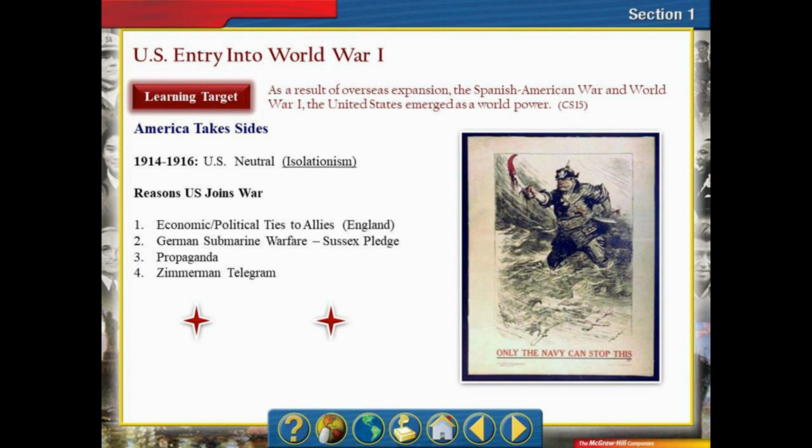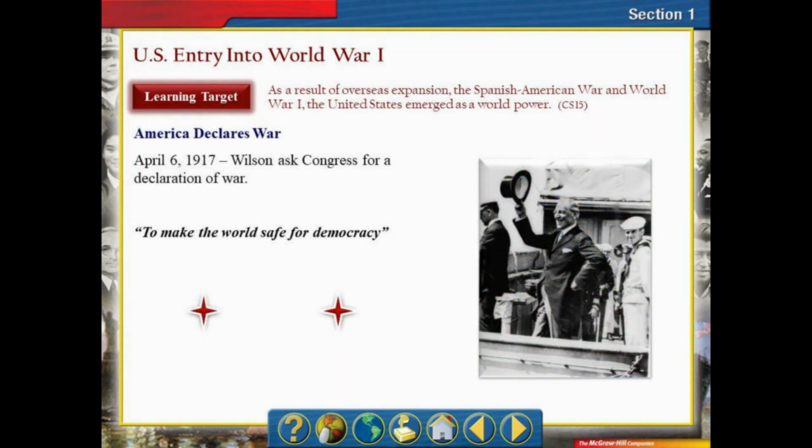Then President Wilson felt that he had to join the war effort on the side of the Allies. So on April the 6th, 1917, President Wilson went to Congress and asked for a declaration of war. And here is the reason he gave. He said that we need to go to war to defeat Germany, to make the world safe for democracy.